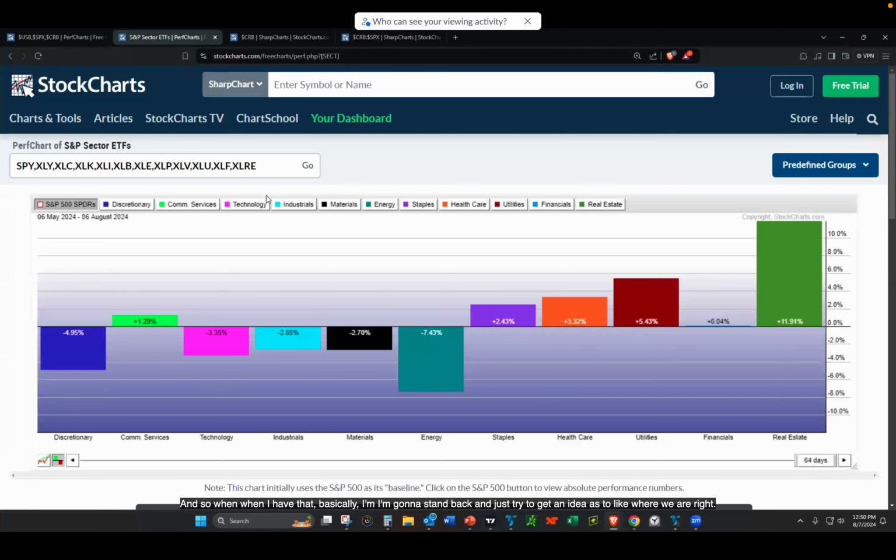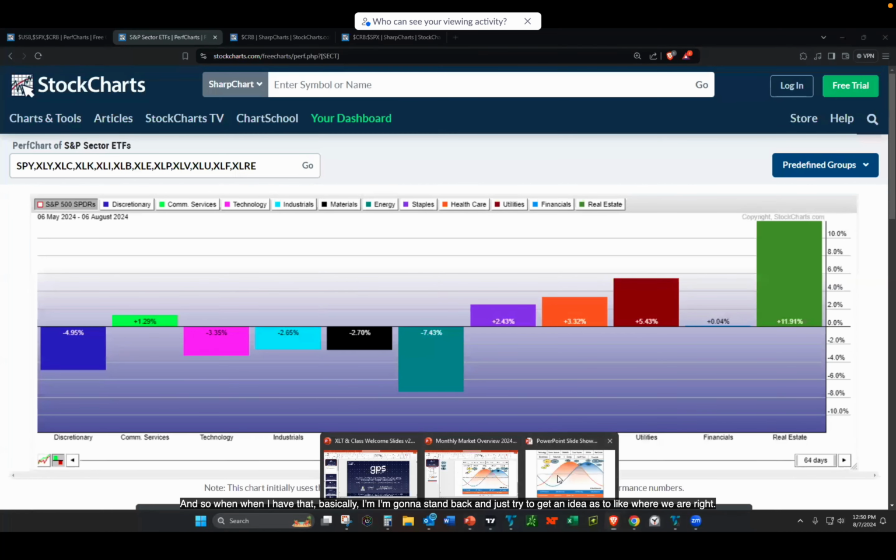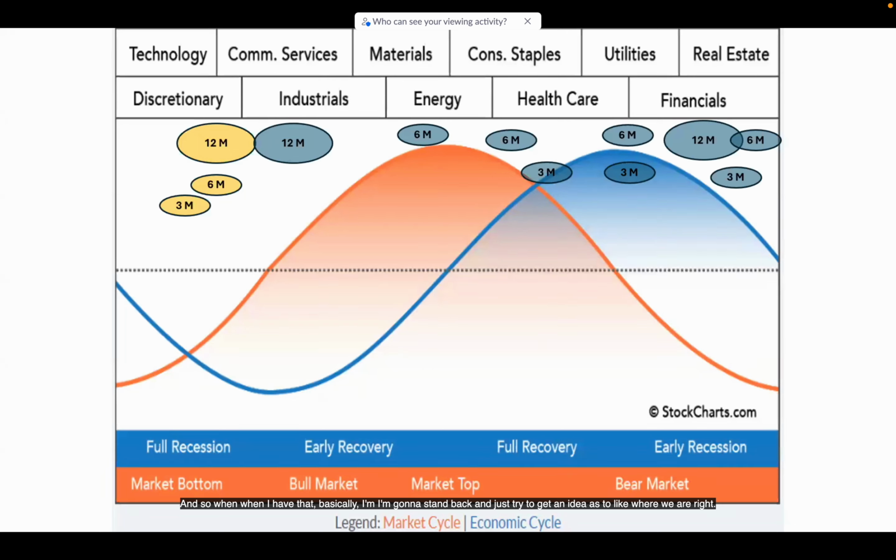And so when I have that, basically I'm going to stand back and just try to get an idea as to like where we are, right? Over the course of the past 3 months, it says that we're probably in a bear market, okay? But again, most of that selling that's taken a big hit on technology, that's only been in the last 3 weeks. I highly doubt that we've really moved into a bear market in the last 3 weeks, but who knows?